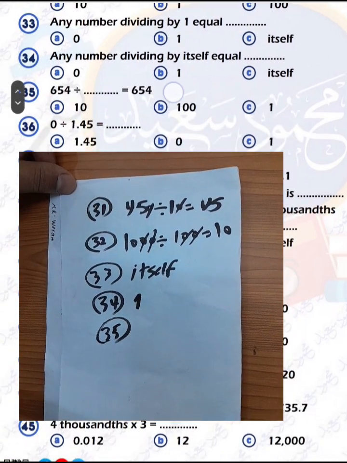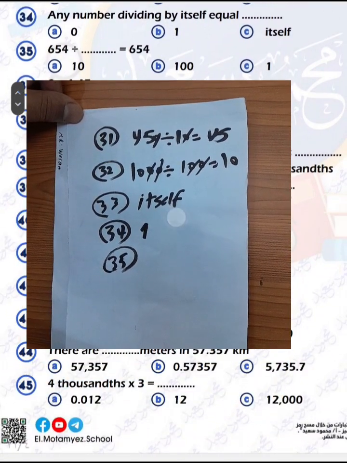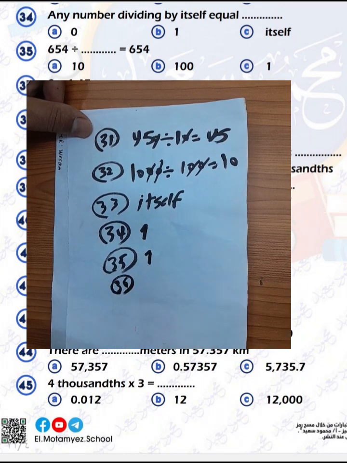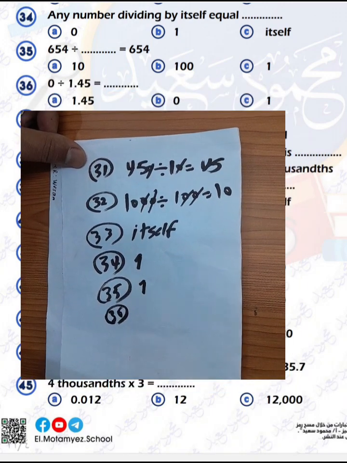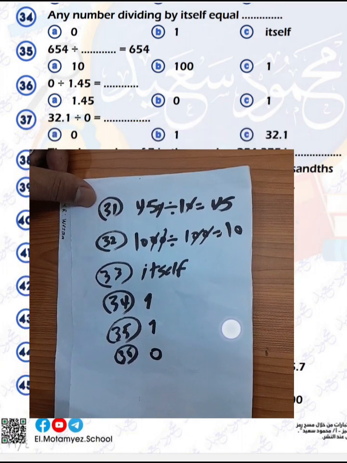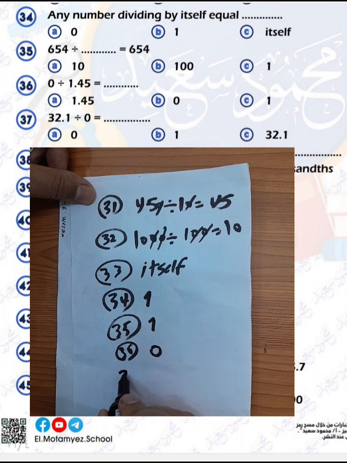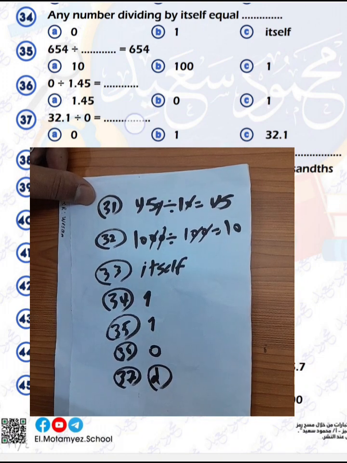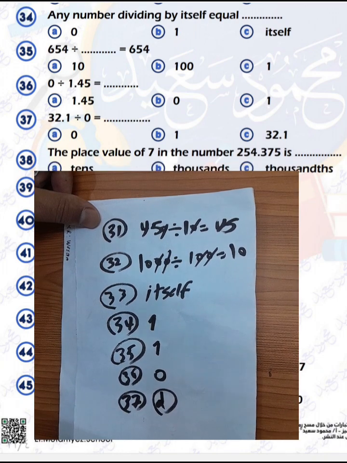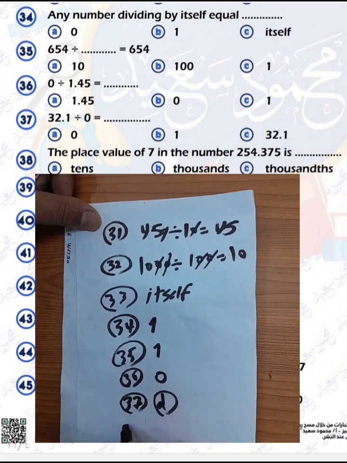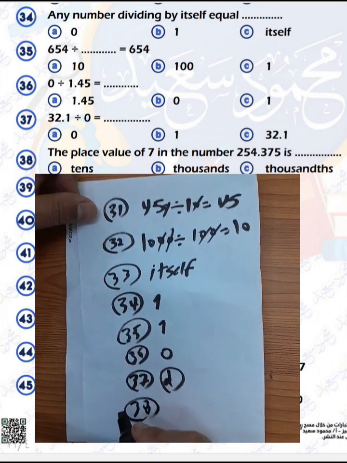35. 654 divided by 1 will be itself. 36. 0 divided by any number will be 0. Any number divided by 0 is undefined. Question 37. Choose letter D, undefined. Okay, this is undefined. 38. The place value of the digit 7 in the number. 7 here lies in the hundredths. Okay, write hundredth.